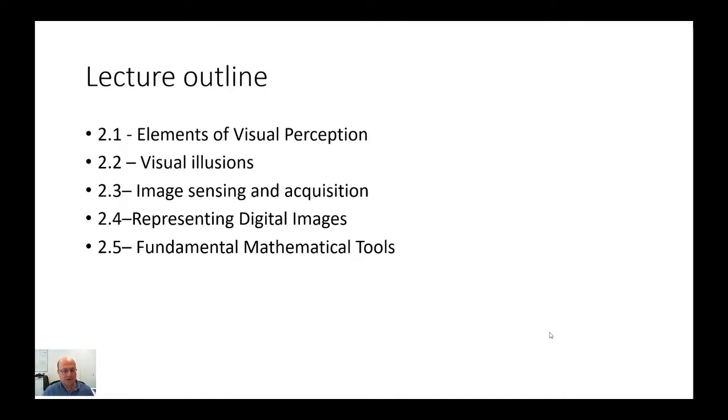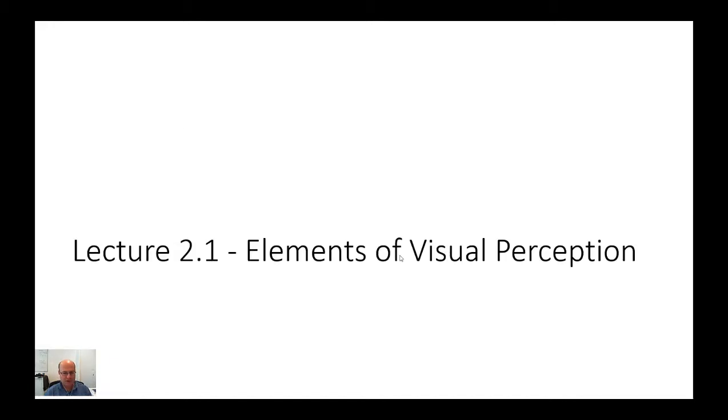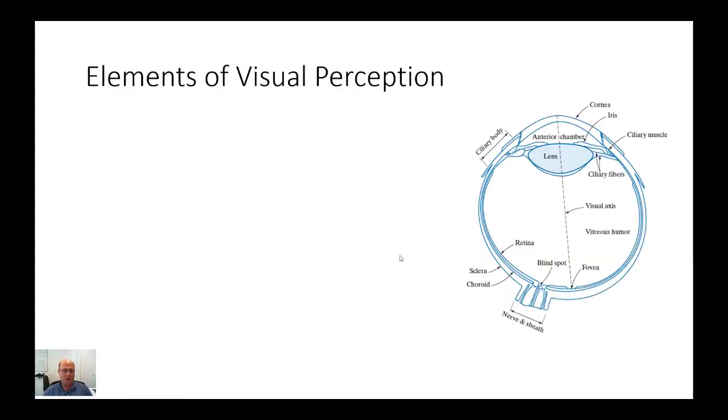This lecture is divided into 5 parts. We're going to be talking briefly about the elements of visual perception. Then we'll discuss a little bit about visual illusions, go into image sensing and acquisition, how to represent digital images, and the most important part of this lecture, which I ask you to concentrate on, is the fundamental mathematical tools that we're going to be using throughout this topic. Let's start then with lecture 2.1, elements of visual perception.